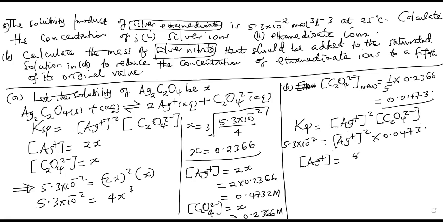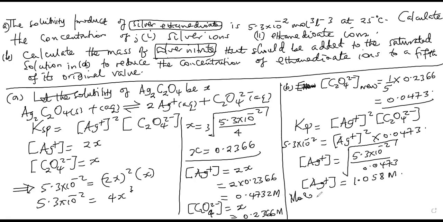Silver ion concentration will be 5.3 times 10 to the power negative 2 over 0.0473 under the square root. So the silver ion concentration, when you take the root of this, is 1.058 molar. Now, to get moles of silver ion required, because they say calculate the mass of silver nitrate, you see the common ion is silver: silver ethane dioate, silver nitrate. So we need the mass of silver nitrate, so we need here the moles of the common ion required.